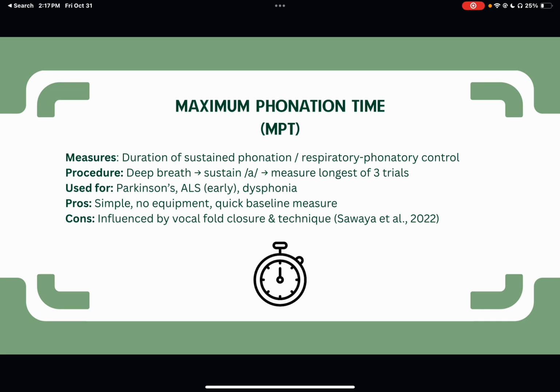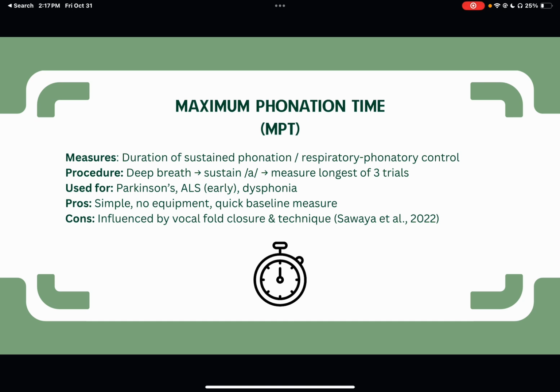The first tool is maximum phonation time, or MPT, and this one is probably the simplest to perform and doesn't require any equipment. It measures how long someone can sustain a sound, usually the vowel ah, on one breath, and then we use it to evaluate both respiratory capacity and laryngeal control. To do this, the client takes a deep breath and says ah at a comfortable pitch and loudness, and holds it out as long as possible. That is typically done 3 times, and they record the longest trial.